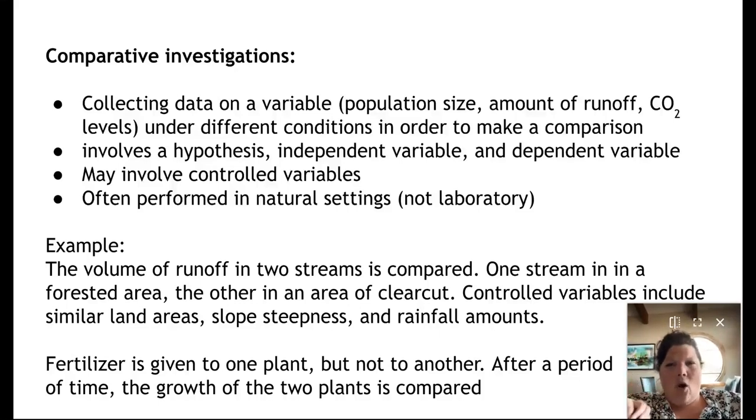This is almost always done in a natural setting, not a lab setting. So here's an example. We're looking at the volume of runoff in two streams. One stream's in a very forested area, the other one's in a very clear-cut area. So our controlled variable would be a similar land area with a similar slope and similar rainfall amounts. Another example could be fertilizer given to one plant, but not to another. After a period of time, we're going to compare the growth of those two plants. So we're comparing one that received the treatment and one that did not.